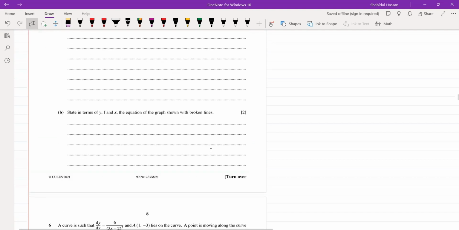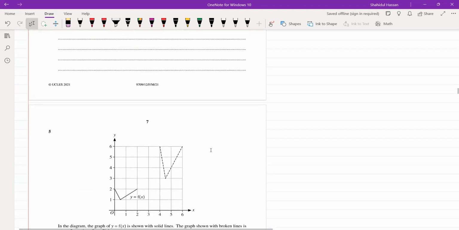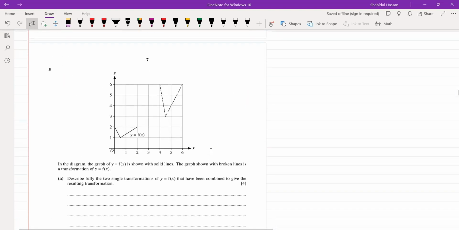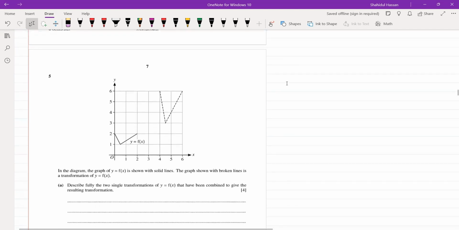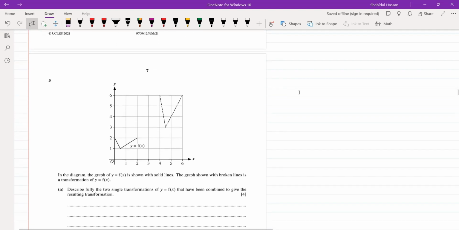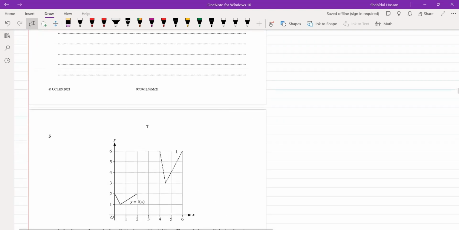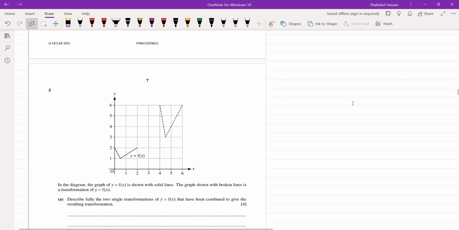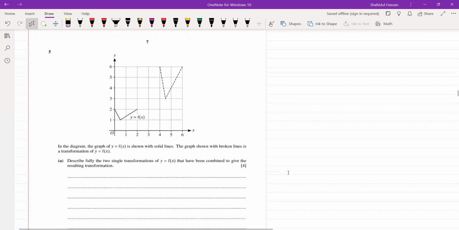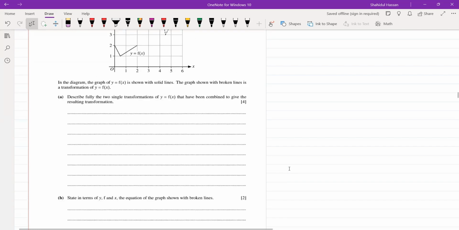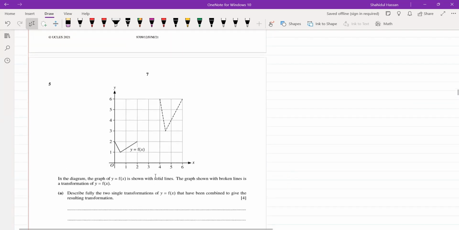Sir, are we going to do the modulus graph in this chapter? Okay, that's a good question. I think in the new syllabus there is no modulus graph. It was in the old syllabus 22, 23. There's a new syllabus. So yeah, I don't think we have the modulus graph anymore.